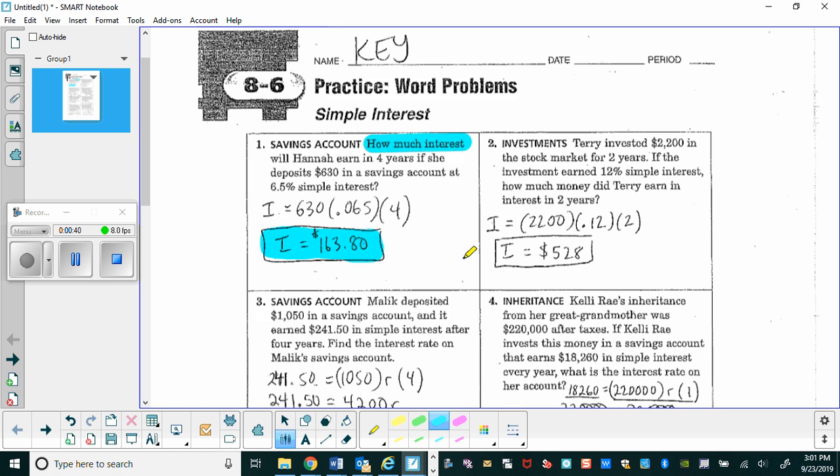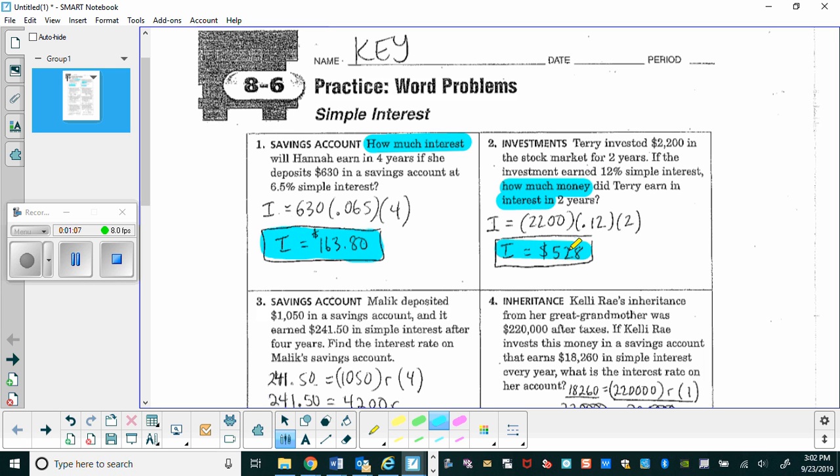For number 2, Terry invested $2,200 into the stock market for 2 years. If the investment earned a 12% simple interest, how much money did Terry earn in those 2 years? So once again, how much money did he earn in interest? So we're going for just interest only. So we're investing $2,200 at a 12% interest rate for 2 years, and it will have earned $528 in interest.